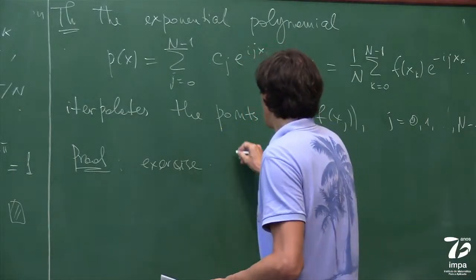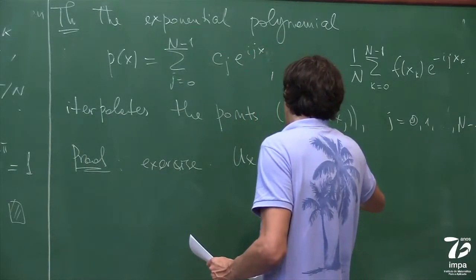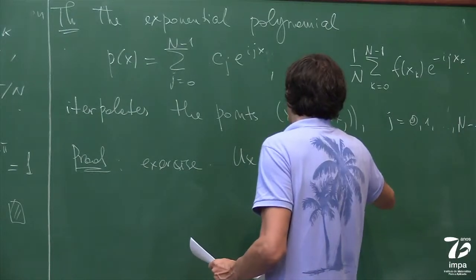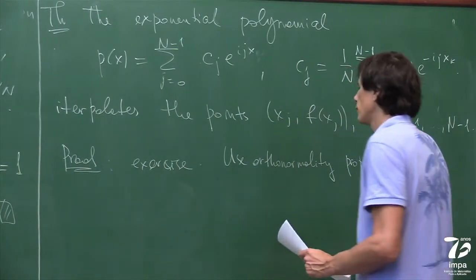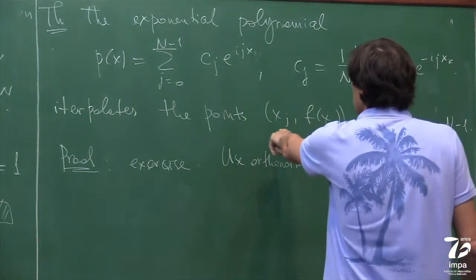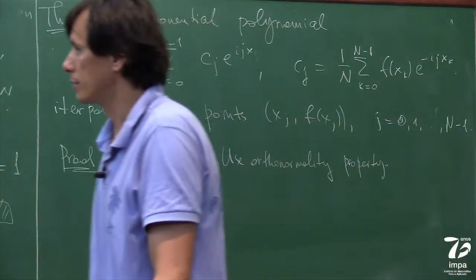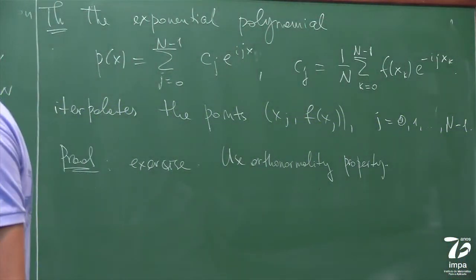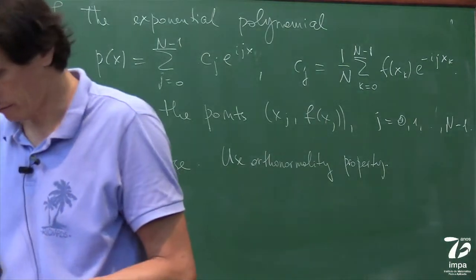Essentially use the orthogonality property, orthonormality. So from the orthonormality property, you can prove both that it really passes through each point, and also you can prove its uniqueness as well. Okay.